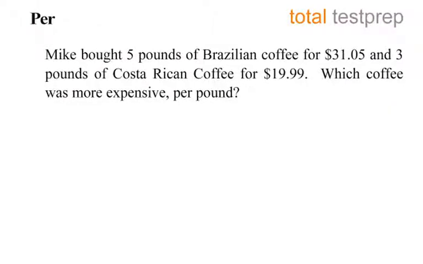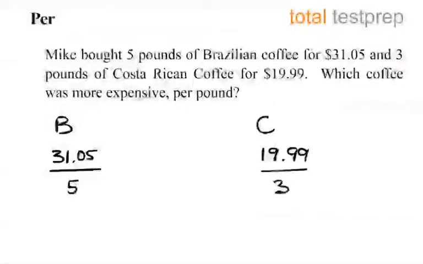Take a look at this question. Mike bought 5 pounds of Brazilian coffee for $31.05 and 3 pounds of Costa Rican coffee for $19.99. Which coffee was more expensive per pound? The Brazilian was $31.05 for 5 pounds, and the Costa Rican was $19.99 for 3 pounds.